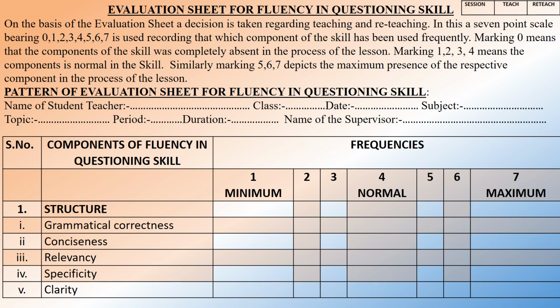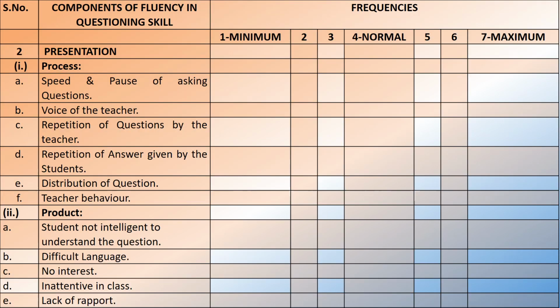The next 3 columns will consist of frequencies indicating minimum, normal, and maximum. 1 or 2 frequencies will be minimum, 3, 4, 5 will be normal, and 6, 7 will be marked as maximum. The component of presentation is further divided into process and product.